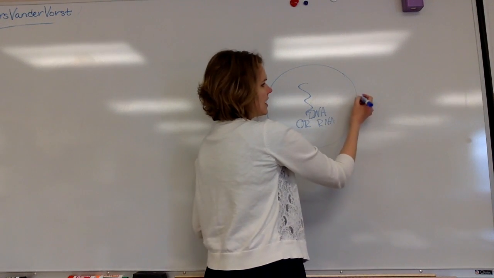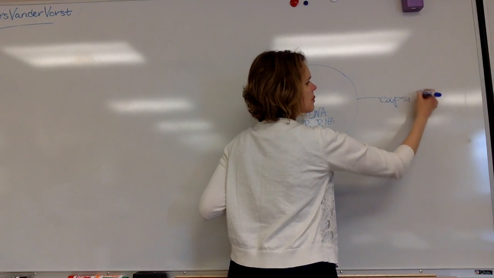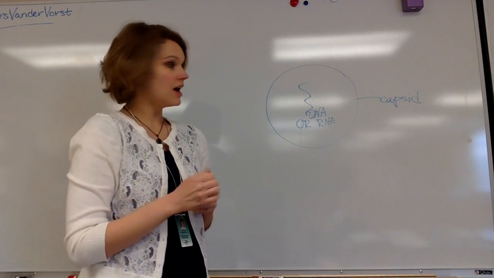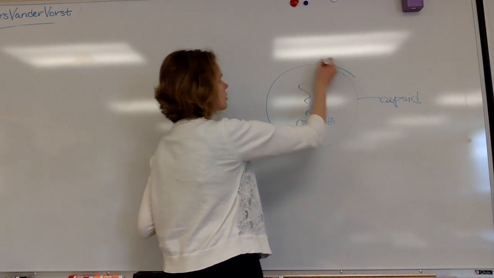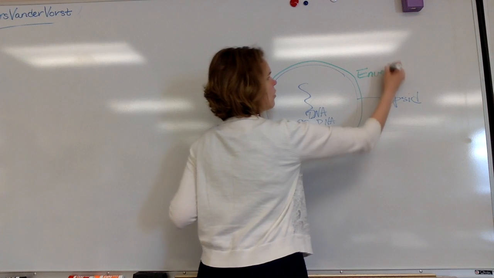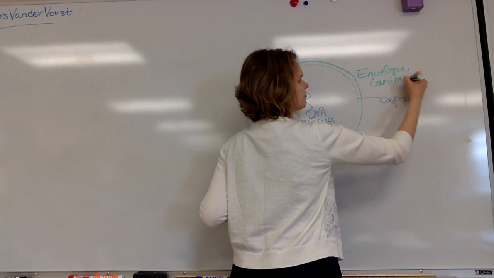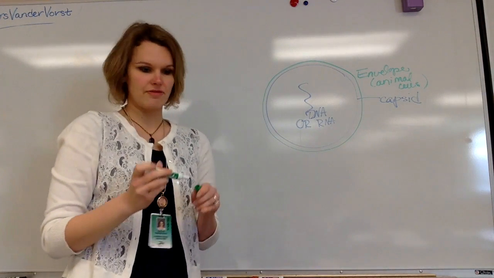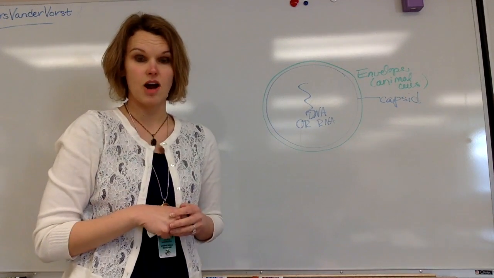On the outside is a protein coat called a capsid. That will allow some protection of the virus. The other thing that viruses have is sometimes they will have an envelope, which goes around the outside. Envelopes are found only in viruses that infect animal cells. So you have that only in viruses that attack, for instance, our bodies.